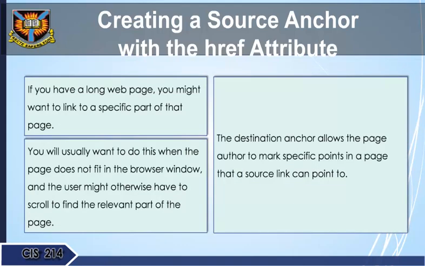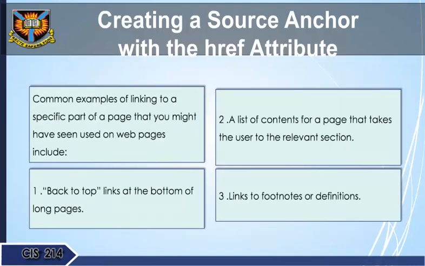If you have a long web page, you might want to link to a specific part of that page. You will usually want to do this when the page does not fit in the browser window and the user might otherwise have to scroll to find the relevant part of the page. The destination anchor allows the page author to mark specific points in the page that a source link can point to.